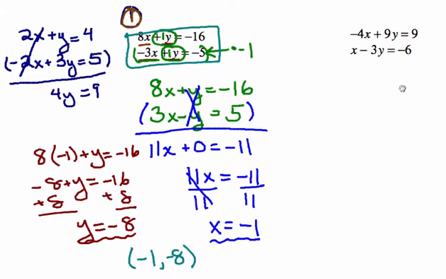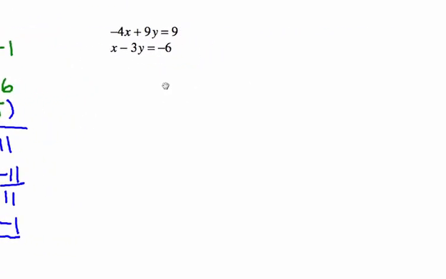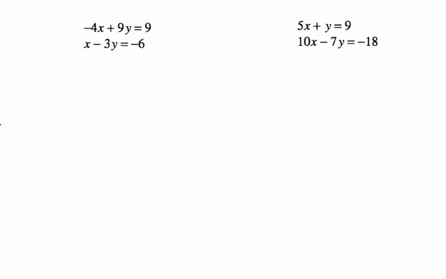Let's look at another example where the coefficients don't line up perfectly. So in this case, we have negative 4x plus 9y equals 9, and x minus 3y equals negative 6. So now not only do we not have any where they immediately cancel out, right? Negative 4x and positive 1x aren't going to cancel out. Plus 9y and minus 3y aren't going to cancel out.